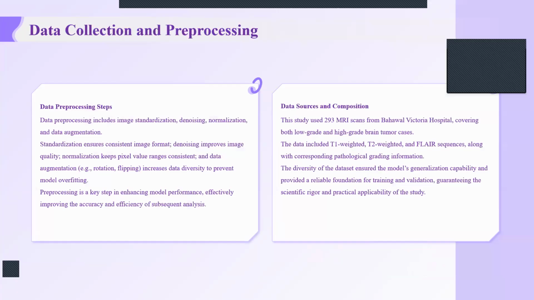The authors used 293 MRI cases, including both low and high-grade tumors. All cases were verified by pathology, which gives reliable ground truth. However, the dataset size is relatively small for deep learning.